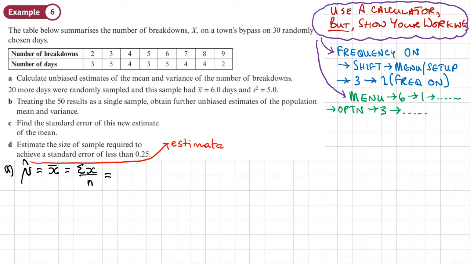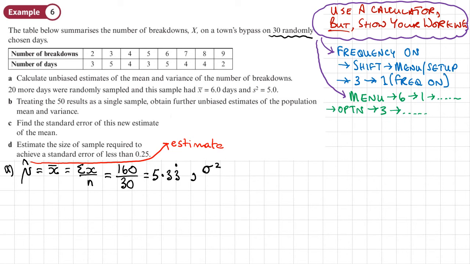Sum of x, that's given on our calculator, which is 160, and n, which is 30 days. So 160 divided by 30, and then we can write down the answer from our calculator. Okay, so do show your working. Next, we're going to calculate an unbiased estimate for the population variance.